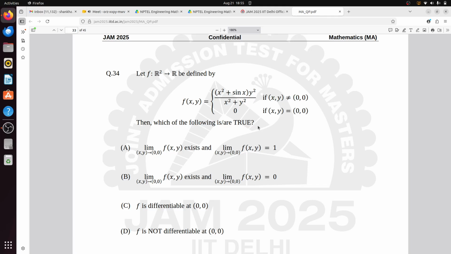So let's see. x square plus sin x y square over x square plus y square. Yes, because the numerator has greater order of zeros than the denominator. So the limit exists and the limit is actually 0.